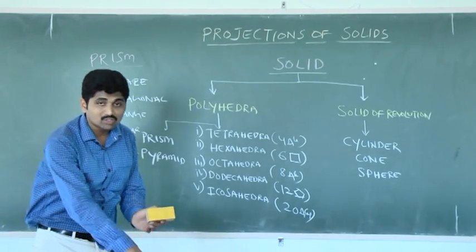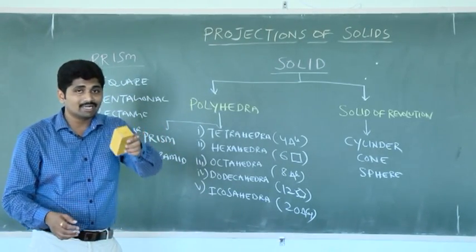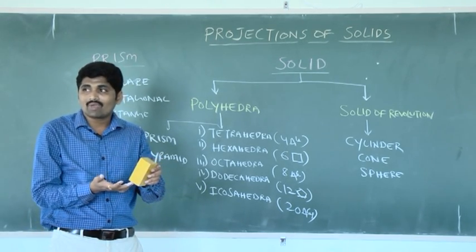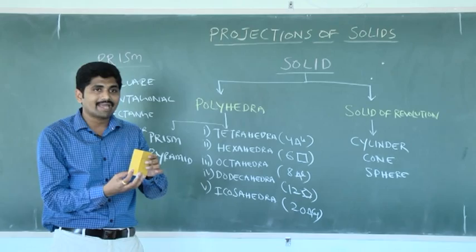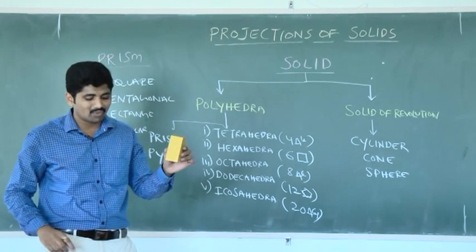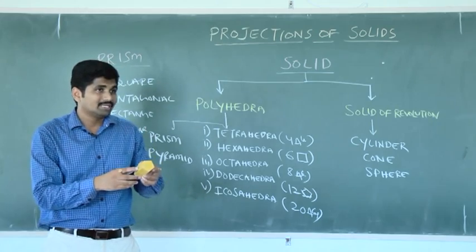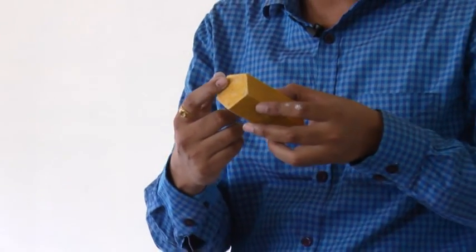The first one is the square prism. Here you observe that the top face is a square and the bottom shape is also a square and the surrounding faces are rectangular, then it is called a square prism. You observe here, this is a pentagonal prism. Here the top face is a pentagonal shape and the bottom shape is also a pentagonal shape, and the surrounding faces are rectangular. This is called the pentagonal prism. This is the square prism and this is the pentagonal prism.